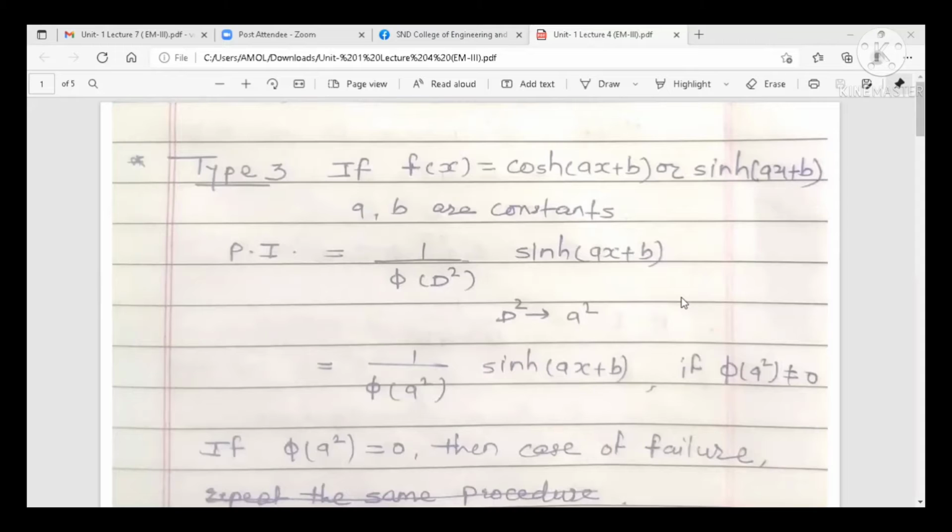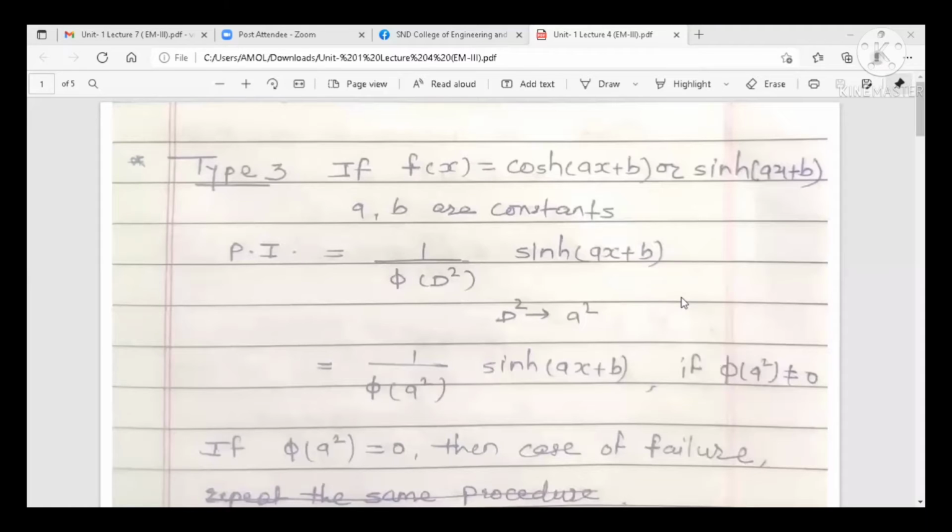So, type 3. When the function f of x is equal to cosh(ax+b) or sinh(ax+b), meaning a hyperbolic cos function or hyperbolic sine function, where a and b are constants, the formula for PI is 1/phi of D square into sinh(ax+b). In that case, to find the PI, we replace D square by a square. We replace D square by positive a square, and not the terms of D.